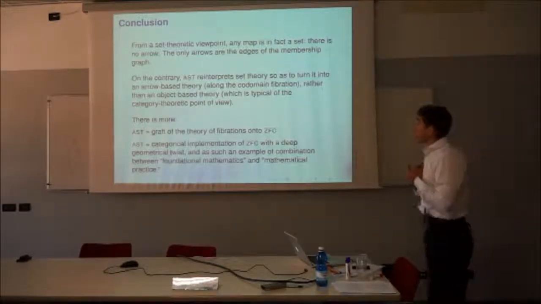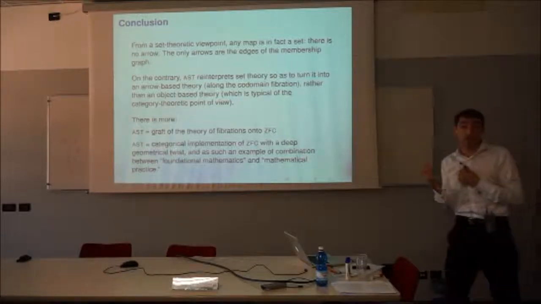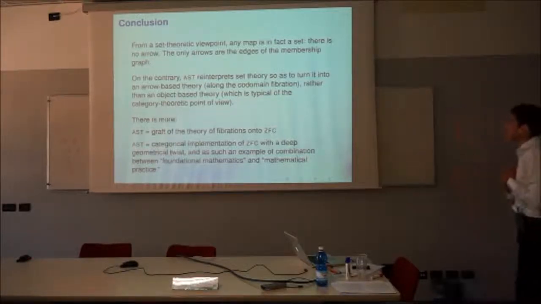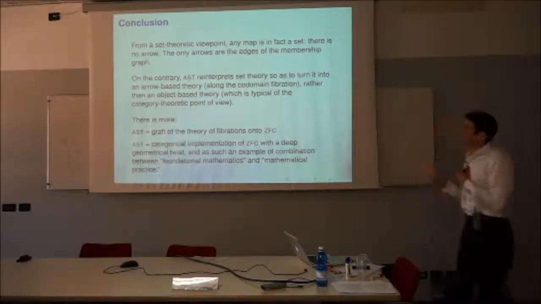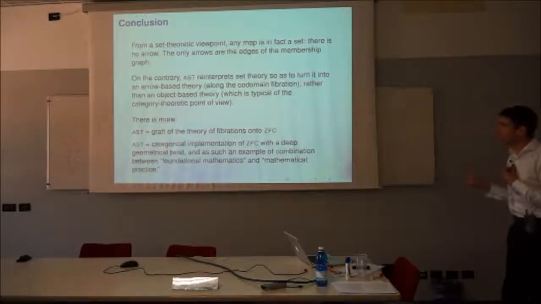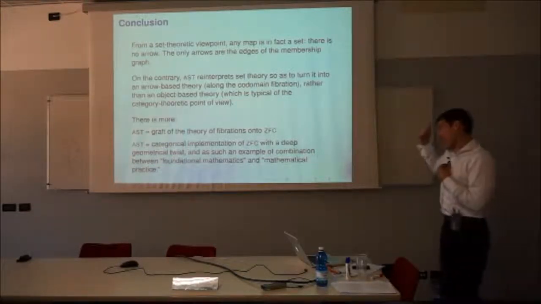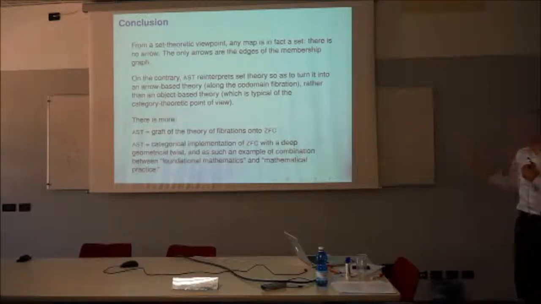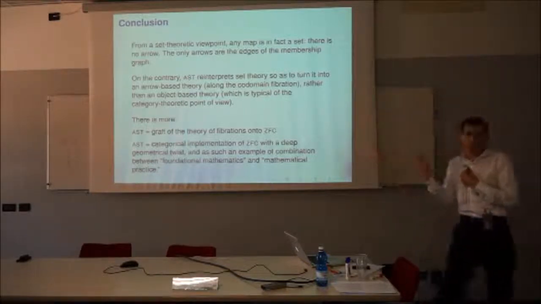From a set theoretic point of view, any map is in fact a set. There is no arrow in set theory. A function is a set. On the contrary, algebraic set theory reinterprets set theory so as to turn it into an arrow-based theory along the codomain fibration, rather than an object-based theory. Of course, it's typical of category theory. Category theory thinks in terms of arrows and not in terms of objects.